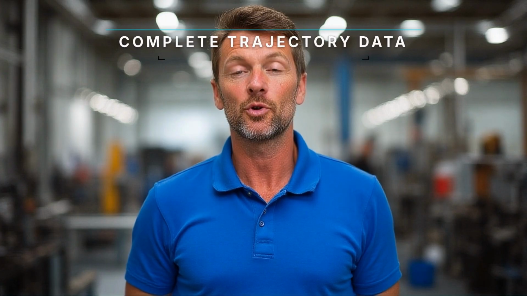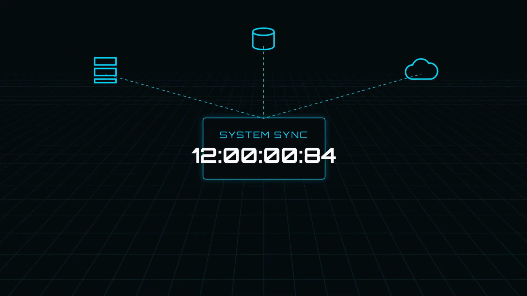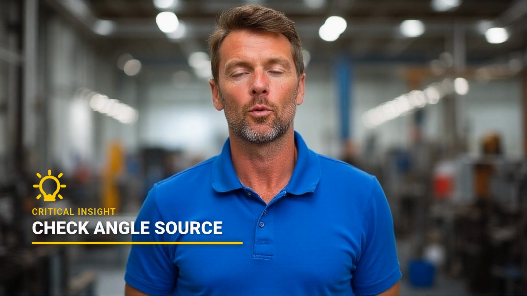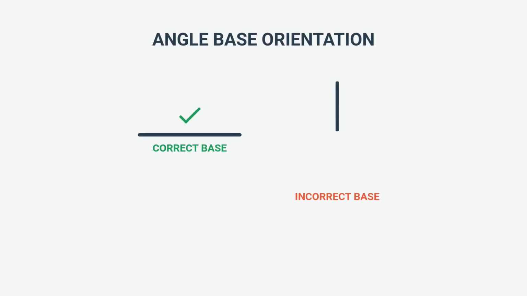These outputs give you complete trajectory data. Maximum height determines clearance requirements. Time values help synchronize systems, and range data ensures target accuracy. One critical insight: always verify your angle is measured from horizontal, not vertical, as this reversal causes significant calculation errors.